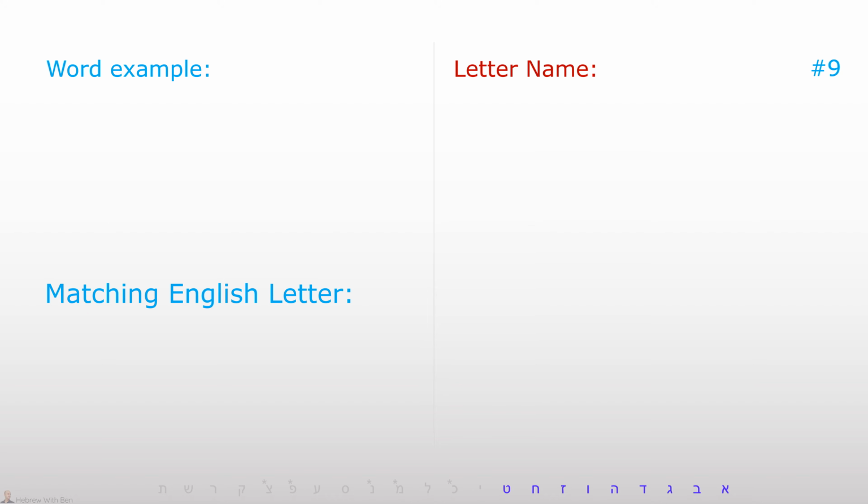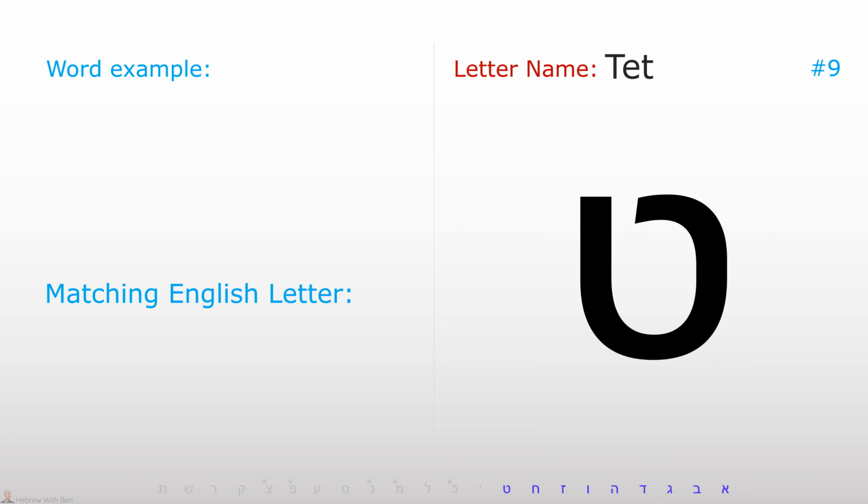The letter tet matches the English letter T. The sound of tet is similar to the sound of the Hebrew tav. I will show you tav later in this course. A word example is tiyul. Tiyul.